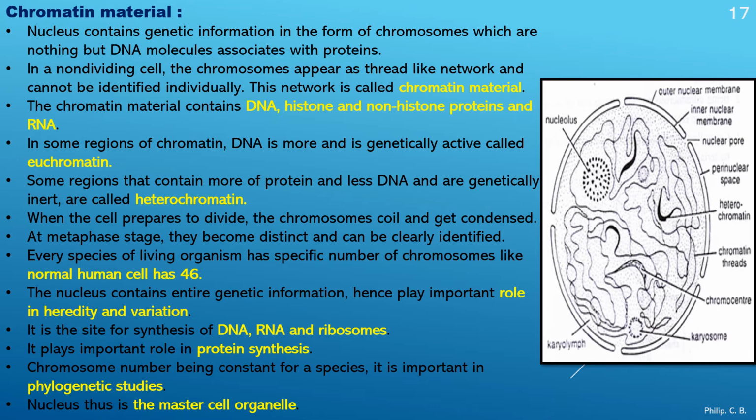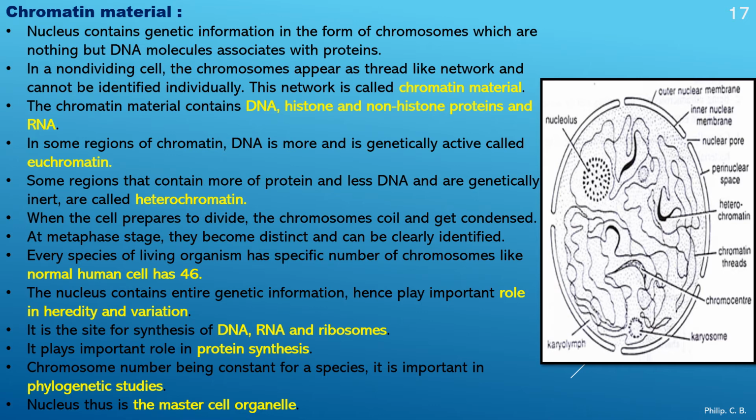When the cell prepares to divide, the chromosomes coil and get condensed. At the metaphase stage, they become distinct and can be clearly identified. That's why out of the four phases, prophase, metaphase, anaphase, telophase, metaphase is the clearest, more so in comparison to the other three phases. Every species of living organism has a specific number of chromosomes, like the normal human cell has 46. The nucleus contains the entire genetic information, hence plays an important role in heredity and variation.